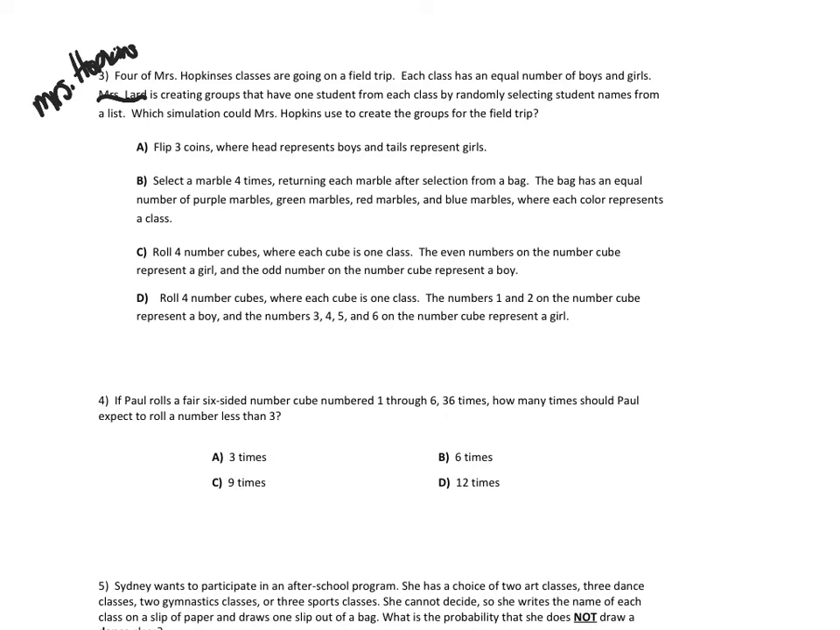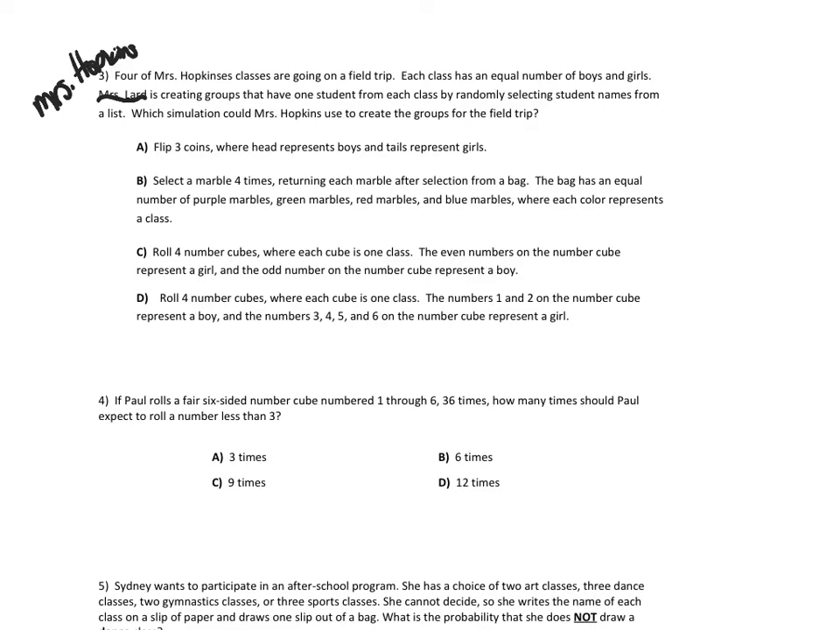Okay. So flip 3 coins where head represents boys and tails represents girls. Okay. Which simulation? 4 of Miss Hopkins' classes. Each class has an equal number of boys and girls. 1 student from each class by randomly selecting students' names from a list. Select a marble 4 times, returning each marble after a selection. The bag has an equal number of purple marbles, green marbles, red, blue, where each color represents a class. Roll 4 number cubes where each cube is 1 class. The even numbers on the number cube represent a girl and the odd numbers represent a boy. Roll 4 number cubes where each cube is 1 class. The numbers 1, 2 on the number cube represent a boy.